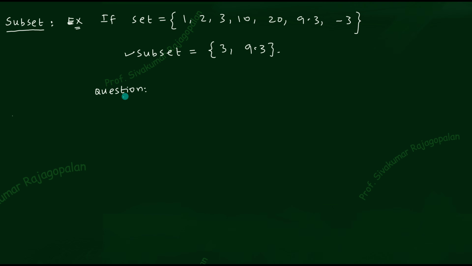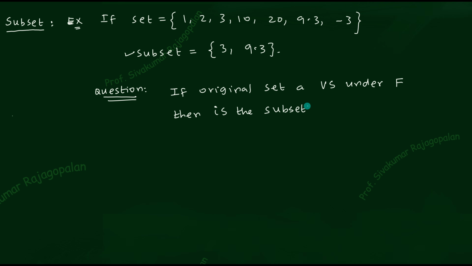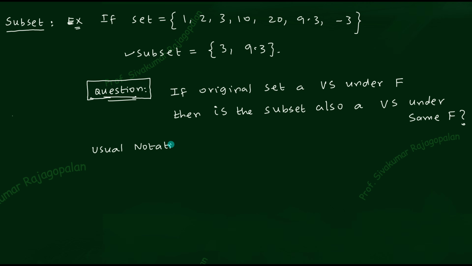And the question that we have to address is this: if the original set is a vector space under the field, then is the subset also a vector space? Is the subset also a vector space under the same field? Under the same field is important. Field cannot change, operator cannot change. So in our discussion of subset and subspace, the main topic is to verify whether the subset is becoming a vector space.